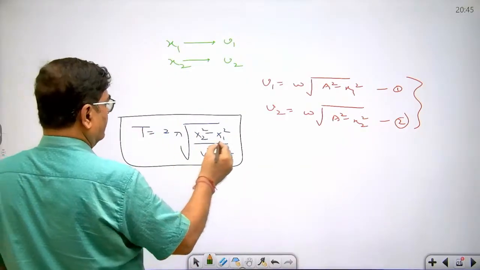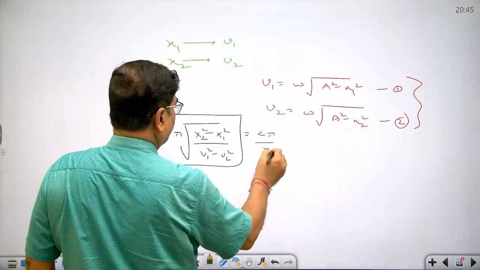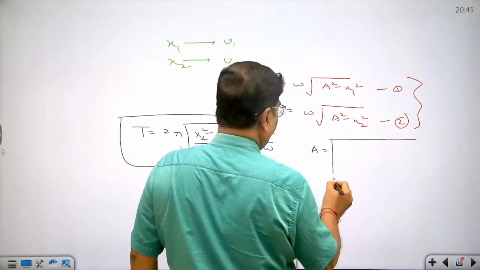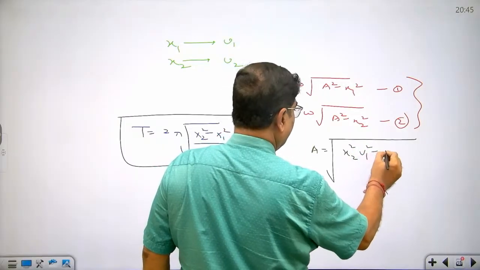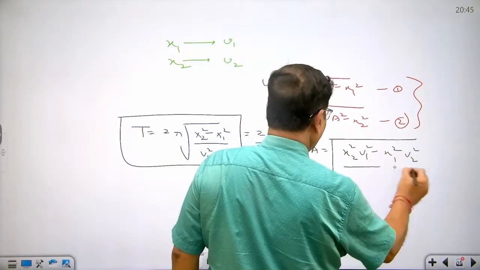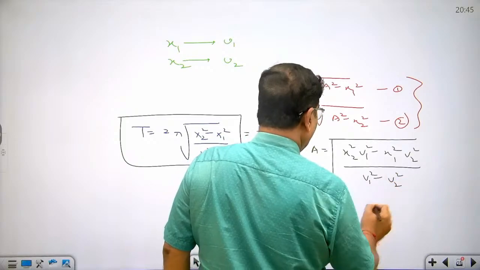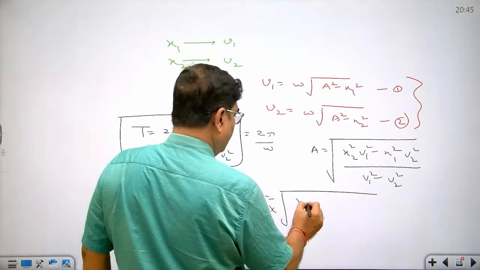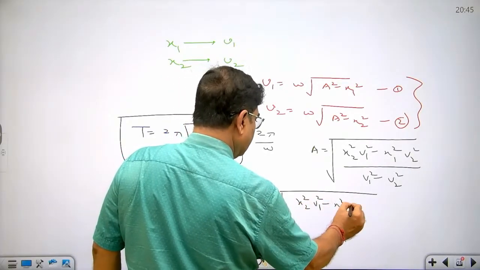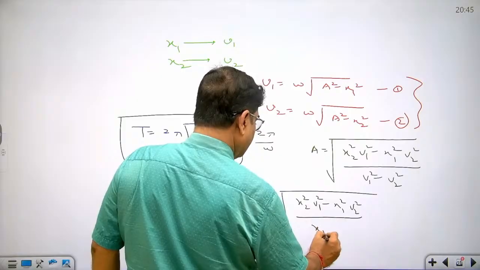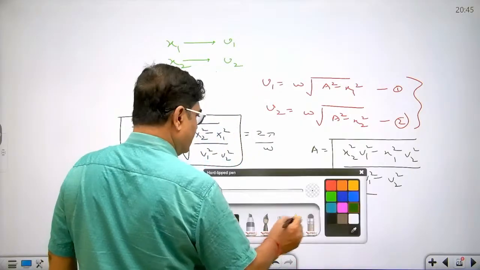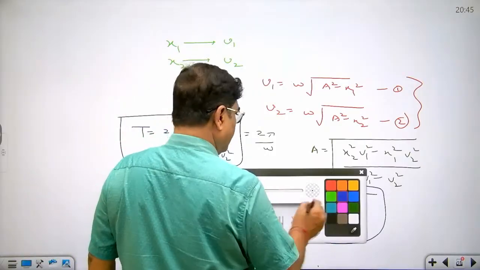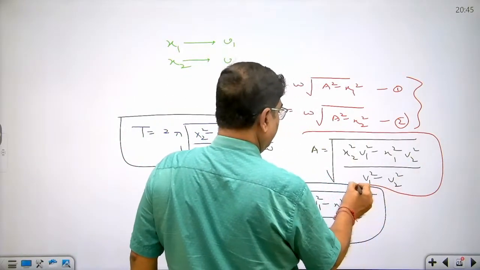This relation can give you omega also, since time period is 2 pi upon omega. And what is the relation for amplitude? Amplitude can be found like this: x2 square v1 square minus x1 square v2 square upon v1 square minus v2 square, under root. And maximum velocity is A omega. You can write maximum velocity as the root of x2 square v1 square minus x1 square v2 square divided by x2 square minus x1 square. All these relations you can use to solve the problems.